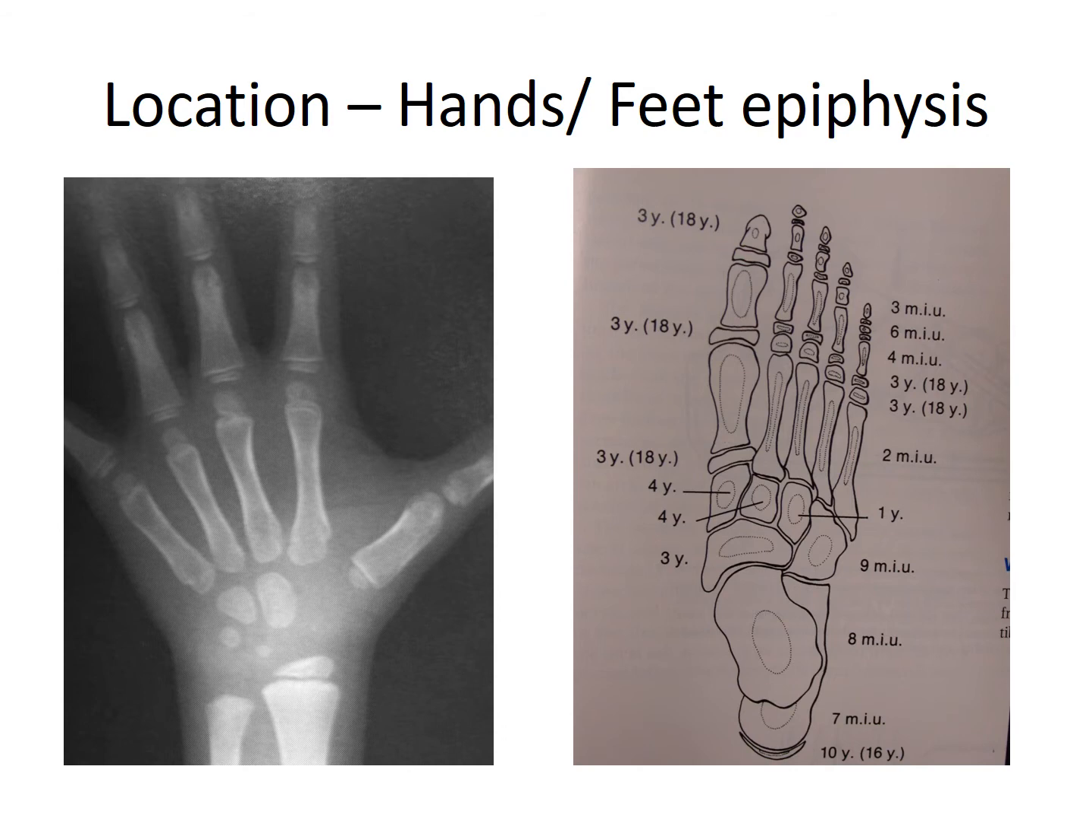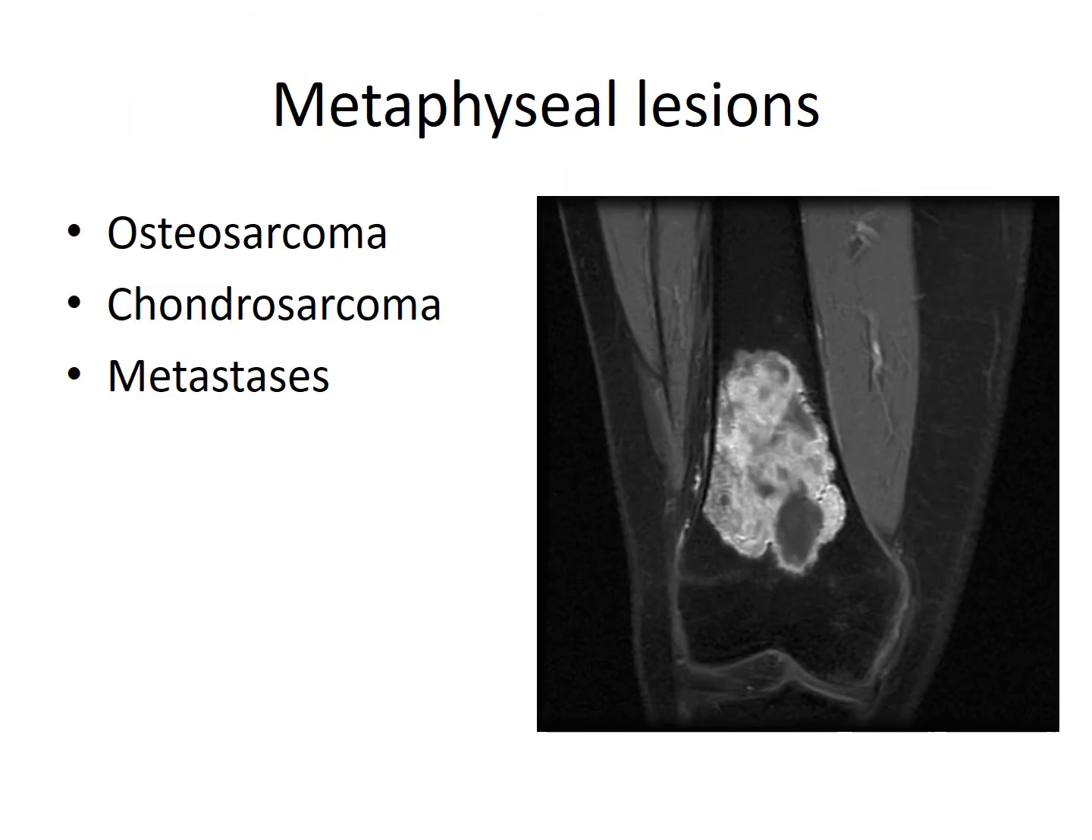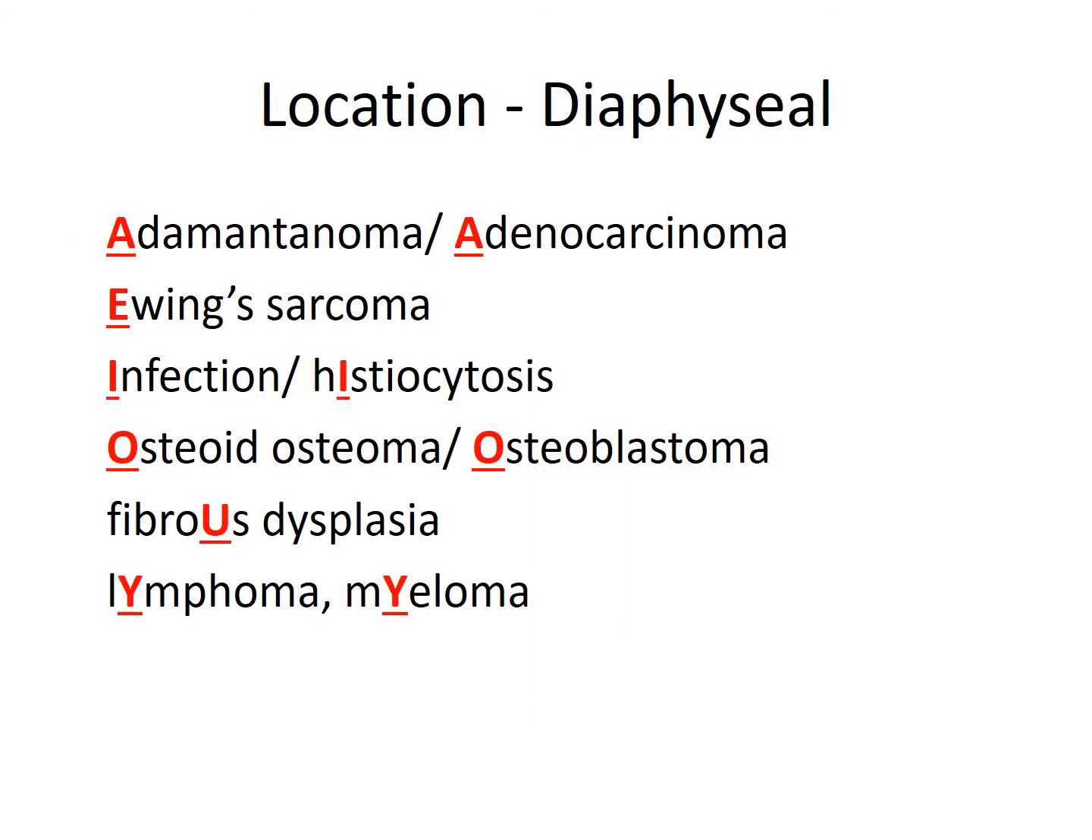The hands and feet, just a consideration for the epiphysis. If you look at the metacarpals and the thumb in comparison, you will notice that the epiphysis is the reverse. So look at the phalanges here and the thumb with the proximal epiphysis, but in the metacarpals themselves, the epiphysis is distal. Metaphyseal lesions: osteosarcomas, chondrosarcomas, and metastases. And then diaphyseal: adamantinoma, adenocarcinoma, Ewing sarcoma, infections or histiocytosis, osteoid osteoma, osteoblastoma, fibrous dysplasia, lymphoma, myeloma. So AEIOU and sometimes Y.